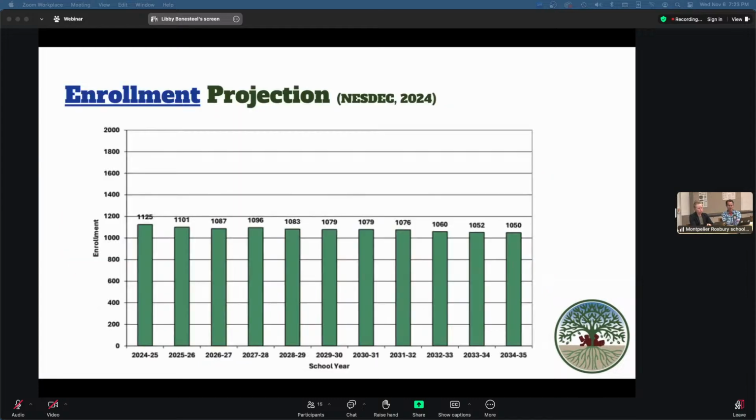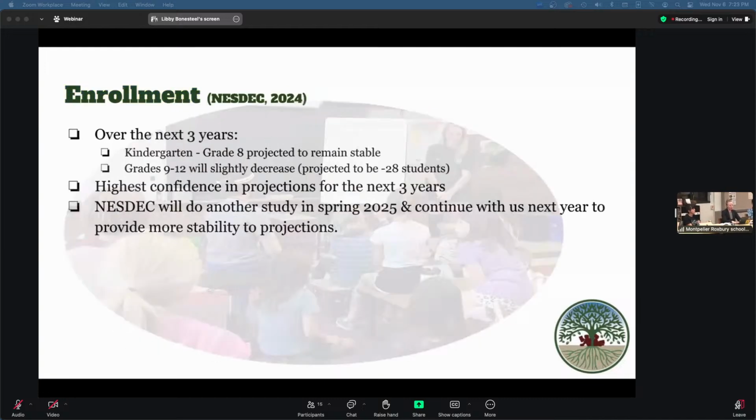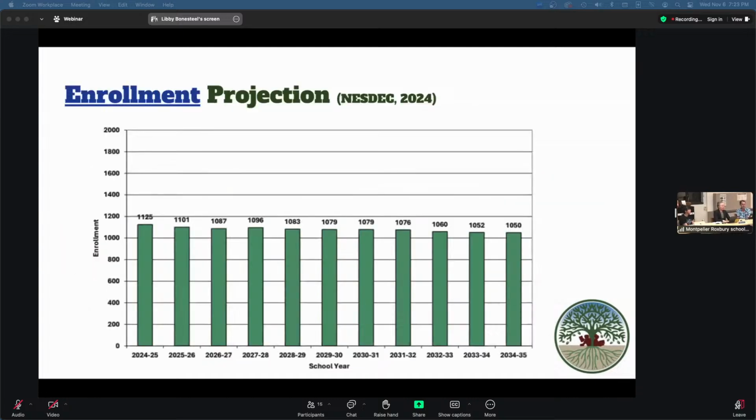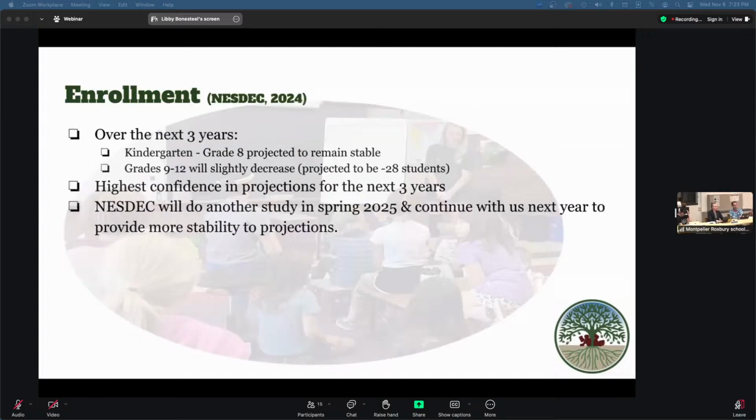So can you go back to the bar chart for a sec? So, right, I think that is what is also on these bars, essentially the 28 over the next 3 years, with a big drop next year, according to them. According to them. We'll see. Which is painful, because our taxes are based on per pupil spending, so if you drop a bunch of kids in 1 year, it hurts. Yeah, it hurts. So the highest confidence is in the projection in the next 3 years.